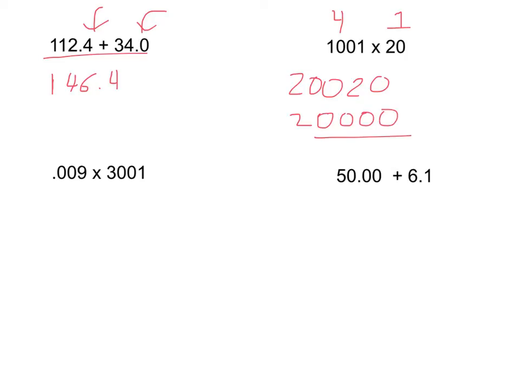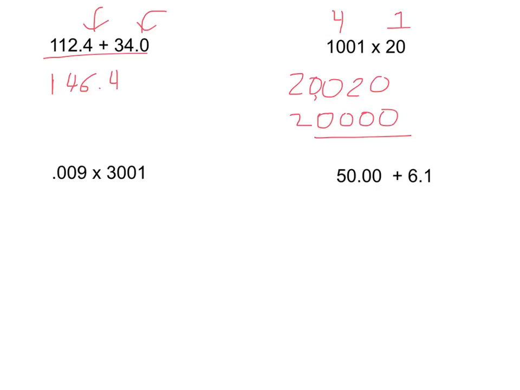Remember, all these zeros are not significant, but they do have to be there to hold the place, right? I'm not going to round 20,000 down to 2. I have to round it down to 20,000. 20,020 rounds down to 20,000.